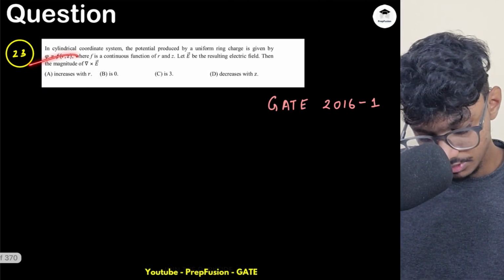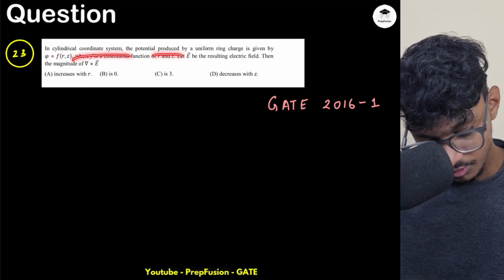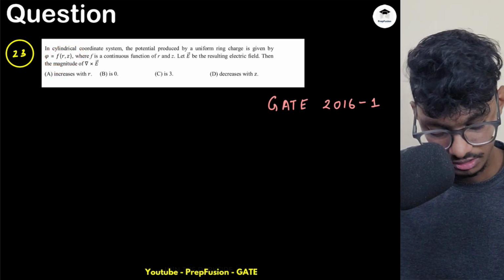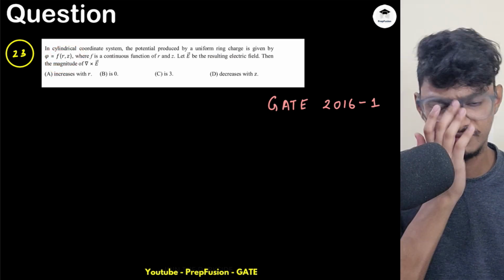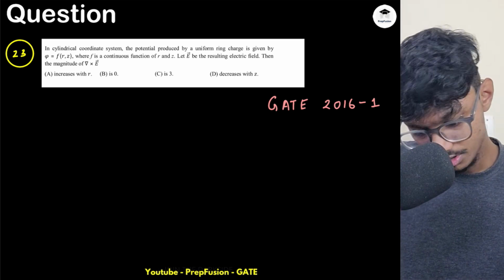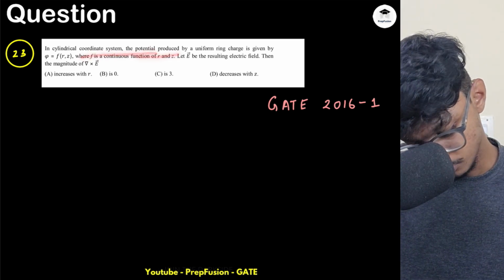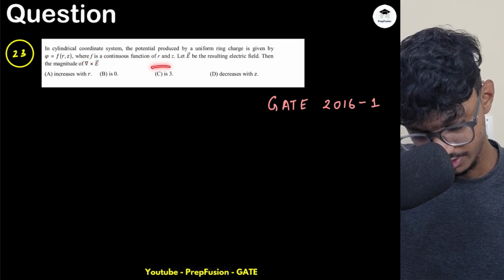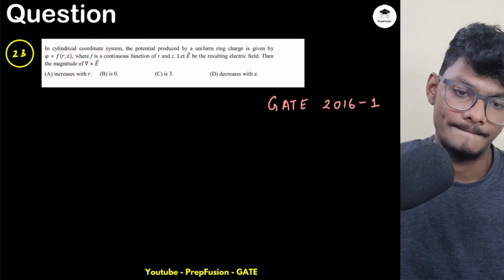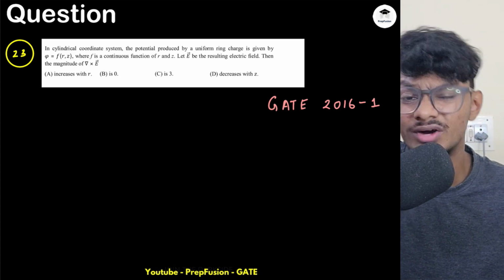So this question: in a cylindrical coordinate system, the potential produced by a uniform ring charge is given as phi, a function of r and z. We know what the electric field intensity given by a uniform ring charge is, right? Where f is a continuous function of r and z. E is the resulting electric field, and what is the magnitude of del cross E? What is del cross E?